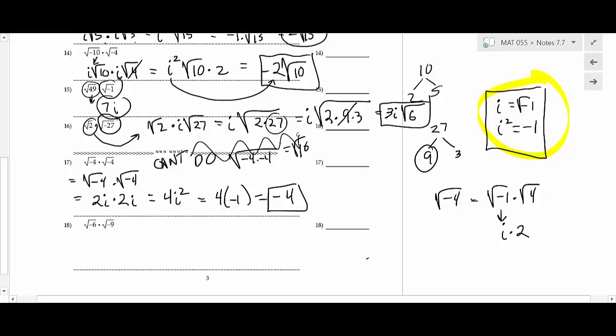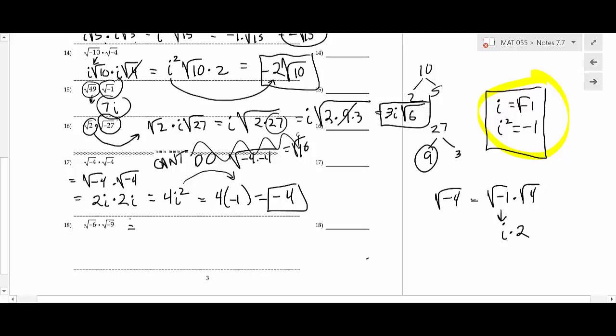Okay? Yes? Did you get the -1 if i squared equals 1? i squared is -1. Okay? So what I did is I just replaced the i squared with -1. Okay? That's where that negative comes from. Okay? So all these problems have to be started the same way.